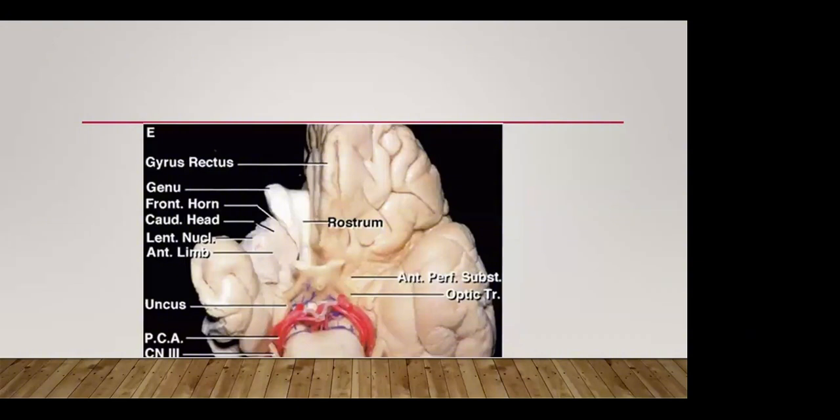This is a similar picture, so we can see the cut section. This is the rostrum of the corpus callosum, which tends to form the base of the frontal horn of the lateral ventricle. Then, lateral to the frontal horn is the head of the caudate. If we trace it back, we have the lentiform nucleus, and the caudate and the lentiform nucleus are divided by the anterior limb of the internal capsule. So this is when we go towards the core gray matter.